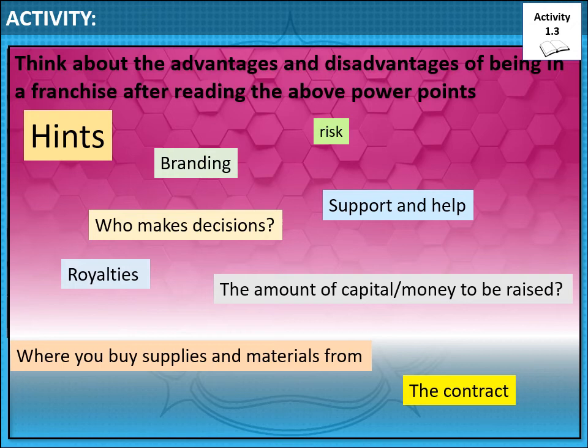What about the royalties? Think about how much royalties you need to pay. Some franchisors have less royalties than others, depending on how big the brand is. Think about the amount of money that you will have to raise to start a franchise, and where you buy supplies and materials from. So you wouldn't be able to support your local farmer. You'd have to buy all the food directly from, for instance, McDonald's. And the contract. Think about how big the contract would be. You'd probably have to get a legal person to look over the contract to see what you have to do.